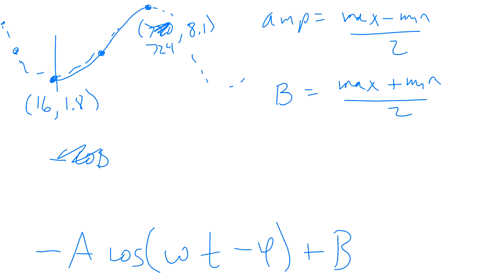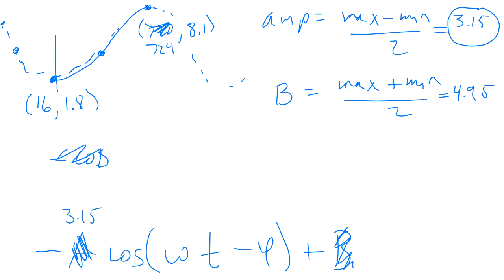Okay, max minus min over 2, 8.1 minus 1.8 is 6.3. So if I divide that by 2, we get 3.15. Okay, max plus min is going to give me 9.9, and if I divide that by 2, 9.9 over 2 is 4.95. So I come down here and I say my amplitude is now 3.15. My vertical shift is 4.95.